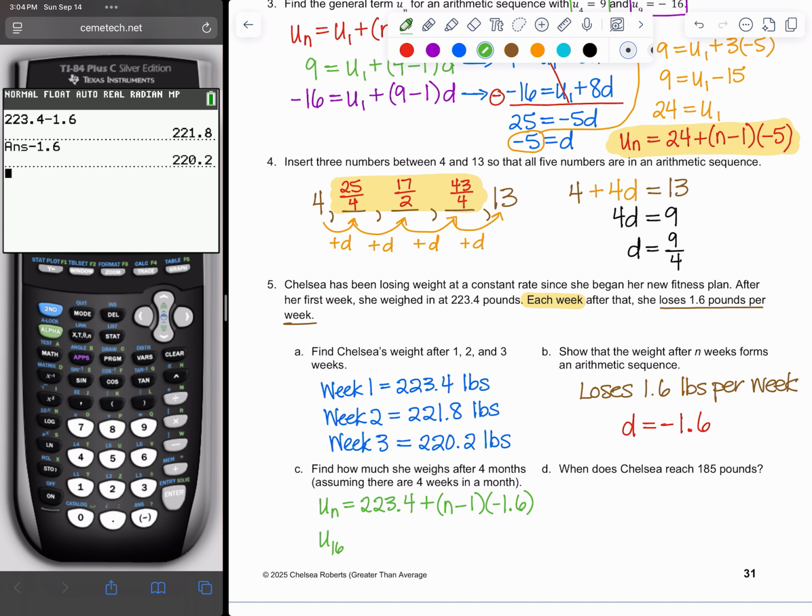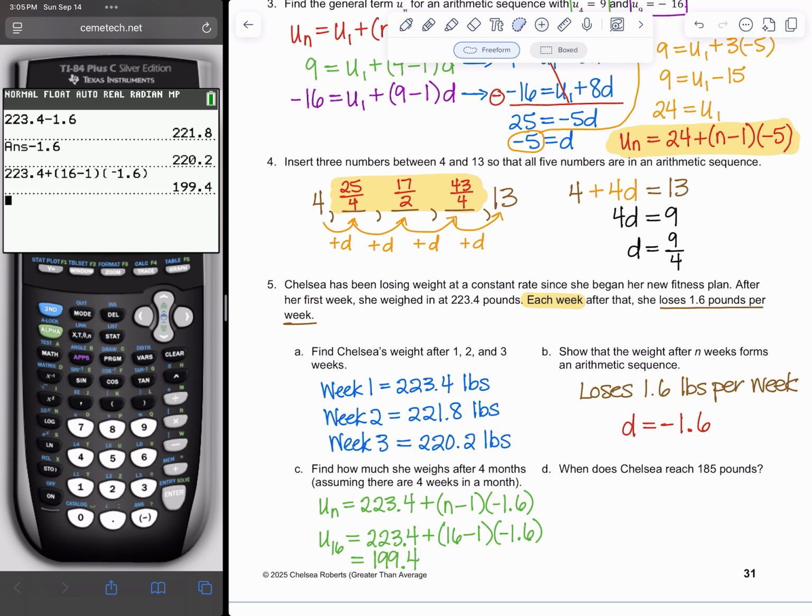So I will plug in 16 here. So u sub 16 will be equal to 223.4 plus 16 minus 1 times negative 1.6. And if I put that in a calculator, I will end up getting that she will end up weighing 199.4 pounds. That's how much she will be weighing after her 4 months or 16 weeks. So that's how much she will weigh.